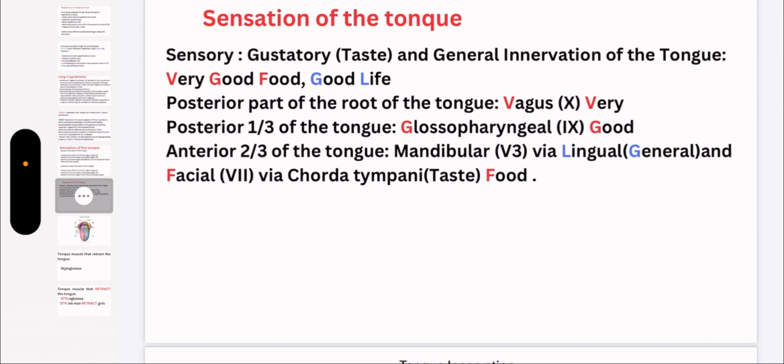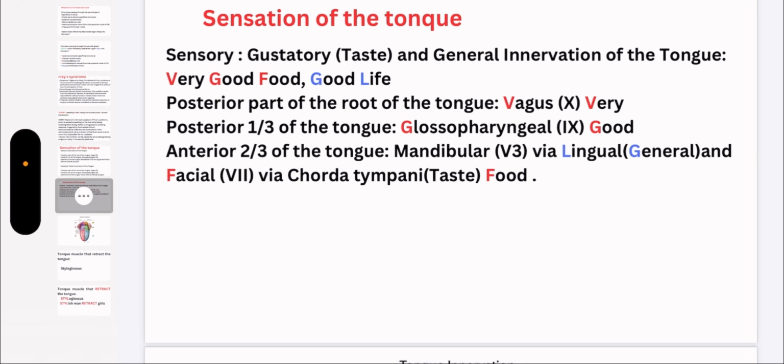And you're gonna love this one: sensation of the tongue. The tongue has mainly two sensations: general sensation and gustatory sensation, which means sensation for taste. The posterior part of the root of the tongue, for general sensation and gustatory sensation, is vagus. The posterior third of the tongue, for general sensation and gustatory sensation, is glossopharyngeal. The anterior two-thirds of the tongue, for general sensation, is lingual, which is a branch of mandibular. And for gustatory, which is taste, is the facial, via chorda tympani.